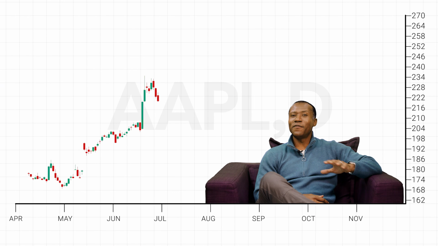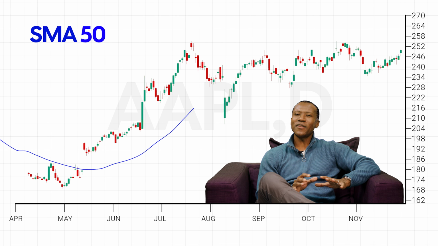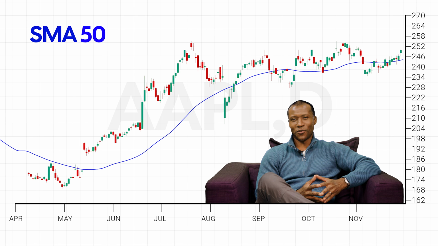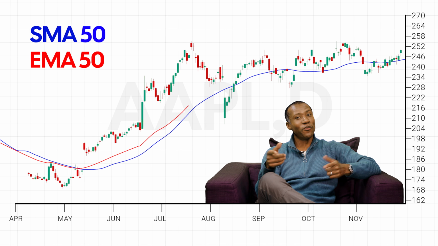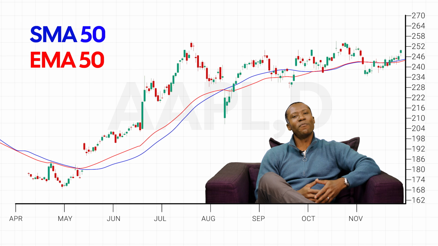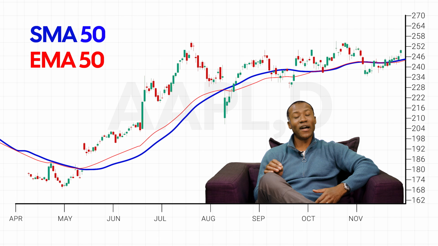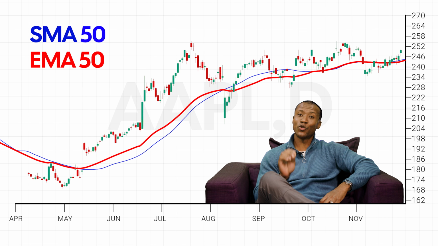Let's take a look at a chart of Apple. You'll see the 50-day simple moving average plotted as a blue line. Notice how it smooths out the price fluctuation. In contrast, the exponential, or EMA, plotted on this chart in red, reacts more quickly to price changes. And here's why both matter. While the SMA provides a longer-term view, the EMA is ideal for short-term trading.